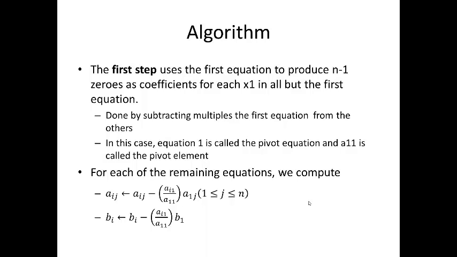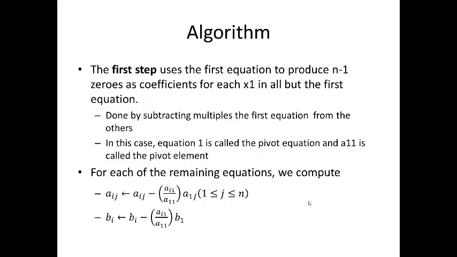For each of the remaining ones, we compute aij = aij - (ai1 / a11) * a1j, where a11 is the pivot element, for j ranging from 1 to n, and we do the same thing with the b sub i's. So we're performing a replacement for each row using ai1 divided by a11 as the multipliers, and we perform the replacement indicated by the left-facing arrow, as you've seen in the pseudocode throughout the book.